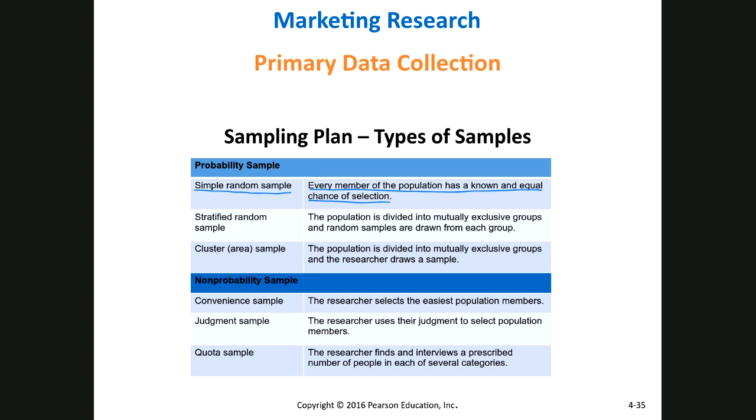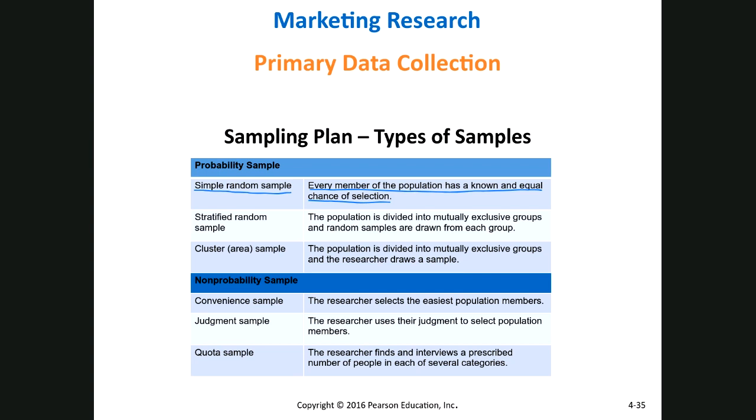Then we have a cluster sample. Those are all probability samples. Okay, so a political poll would be a probability sample, because they're saying that based on our data collection, candidate A leads candidate B by 3 percentage points within some range of error.